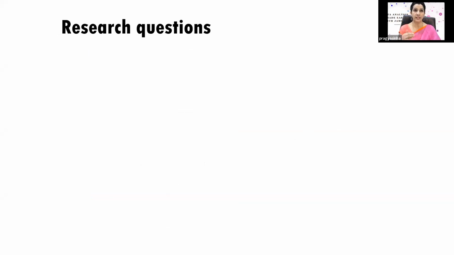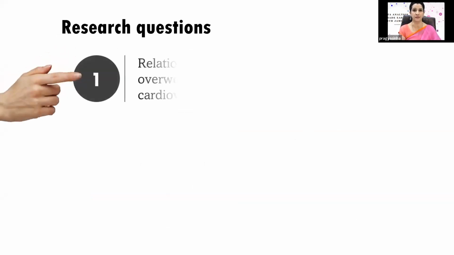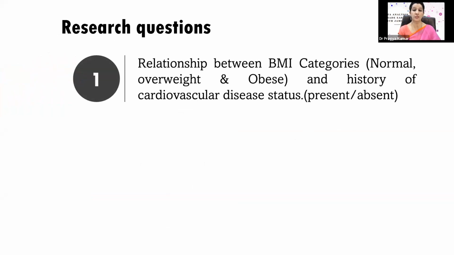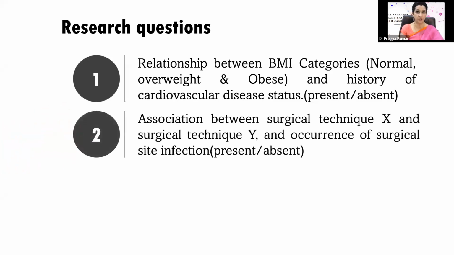So what type of research questions generally need this chi-square test of association? Let's see. If I want to know the relationship between the BMI categories, and we have seen in the 3x2 contingency table that there can be many levels, here I have categorized BMI into normal, overweight, and obese. And then I'll see the history of cardiovascular disease status, that is present or absent. So again, this is an association.